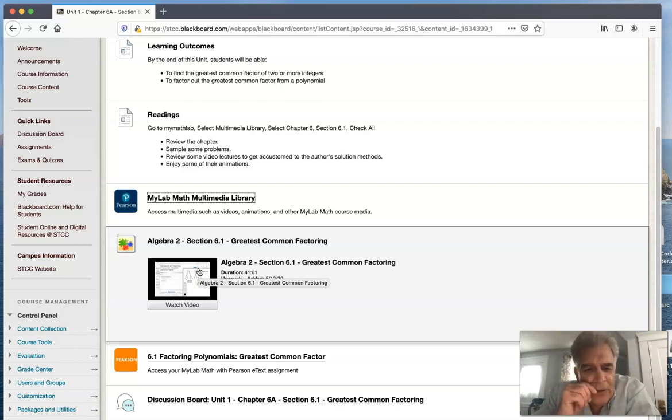Now, each of these lectures basically goes over the homework. So I go over the 6-1 homework. I do problem 1, problem 2, problem whatever. And basically it's as if you were doing the homework as well.